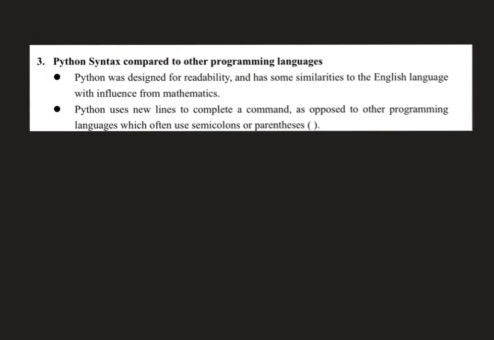What is the advantage of Python compared to other programming languages? The first advantage is readability. This is quite similar to the English language. Therefore, it is easy to memorize the syntax of Python. And second, Python uses a new line to complete a command. That is, when we press the Enter button, then we start a new command.